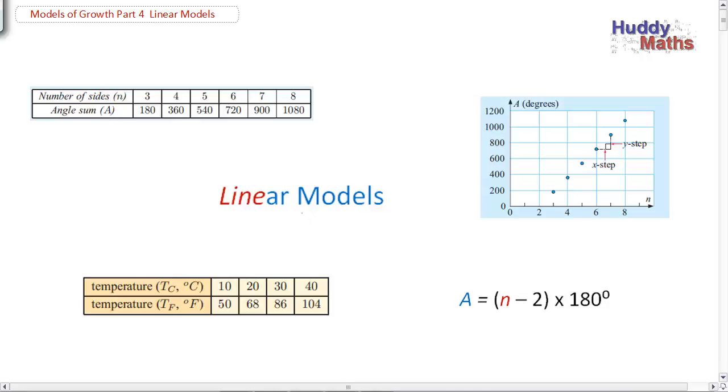So let's look at that word model here. I think the best definition is it's a mathematical description of some practical situation, and we could have several different mathematical descriptions. It could be a table showing some growth of something, it could be a graph, or it could be a formula. So we're going to do all these things in these coming presentations on models of growth. Right now it's linear, but I think I've helped you here.